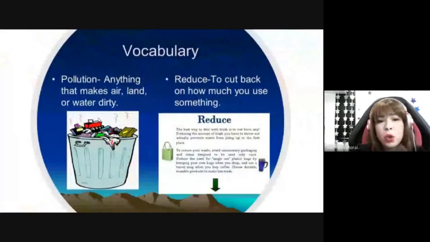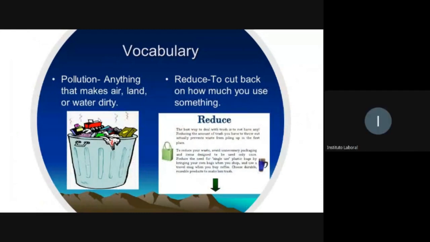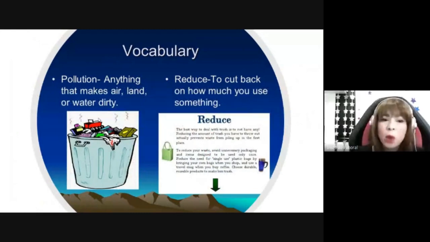So in today's vocabulary, let's focus on two things. The word pollution, that is contamination. Pollution is anything that makes air, land, and water dirty. We have another important word today, reduce. What is reduce? It is to cut back on how much you use something.